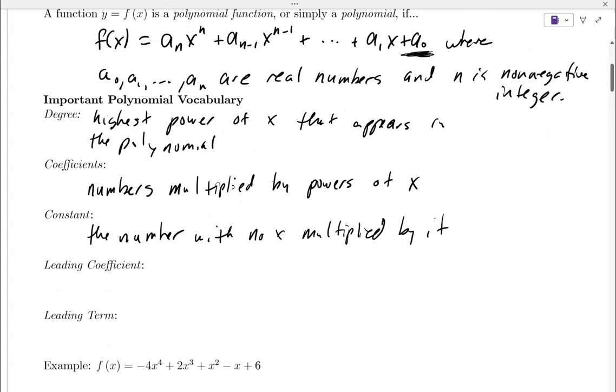Leading coefficient, in this case, that's the number multiplied by x to the highest power.